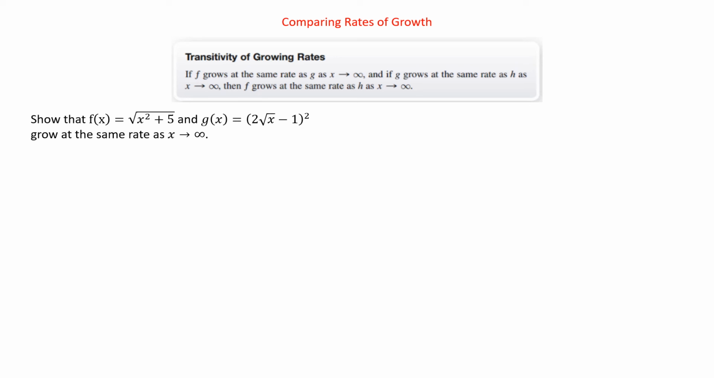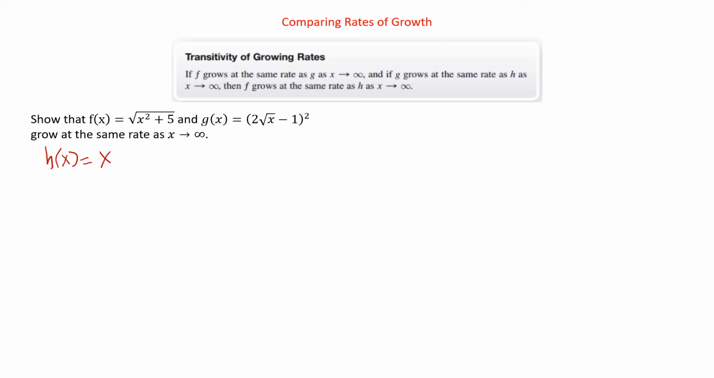Let's use h of x equals, and let's see what this might look like. We have x squared plus 5. Well, the plus 5 is not really going to do much, but the square root. So as x gets really, really big, this is basically the square root of x squared, which is x. The other one, as x gets really, really big, we have 2 times the square root of x squared. So that'd be 4x. So it looks like x might be a decent thing to compare them to.